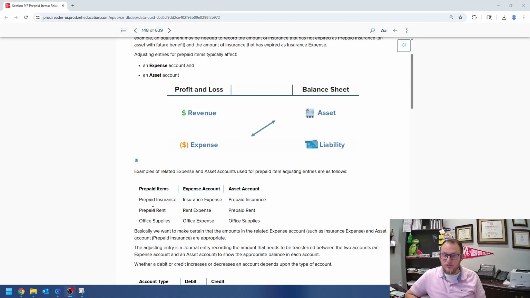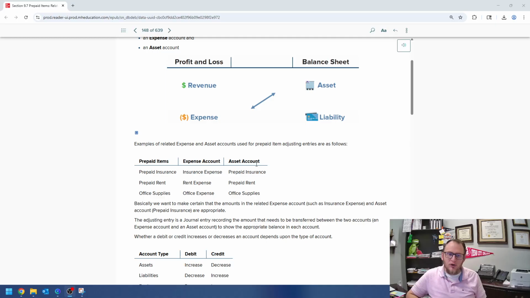So prepaid insurance is going to affect both your insurance expense account and your prepaid insurance. Prepaid rent expense, prepaid rent. And then office supplies is going to be your office expense account, or sometimes there is an office supplies account. And there's also an asset account, office supplies. So really, you want to record the expense in the period in which it is incurred, not necessarily when it is paid.